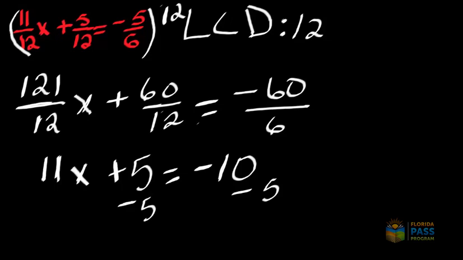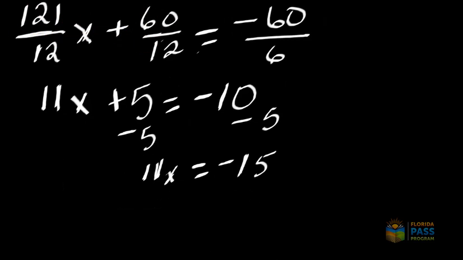We're going to solve these just as normal, where we would subtract 5 from both sides. So you would have negative 10 minus 5, which is negative 15. So 11x equals negative 15. Divide both sides by 11. That's what we want to do now.